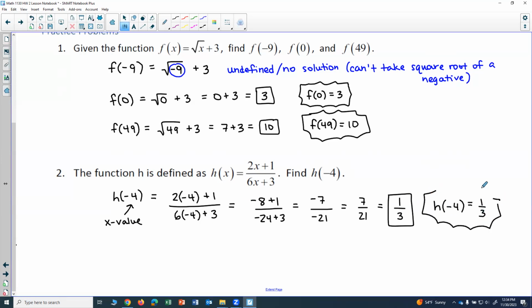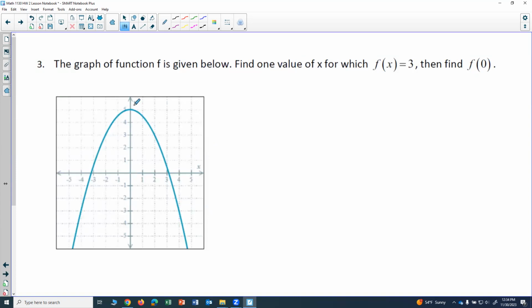So that's how function notation works. Whatever number you see in the parentheses, that's what you plug in for x or for whatever your input value is. Let's look at function notation and how it would work with a graph. So here I have the graph of a function f given below, and you can see it's this upside down kind of frowny curve. We want to find one value of x for which f of x equals 3.